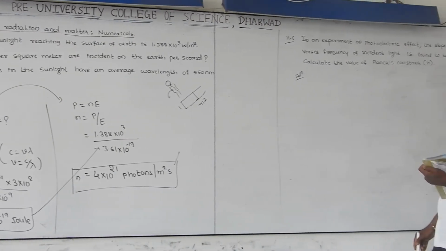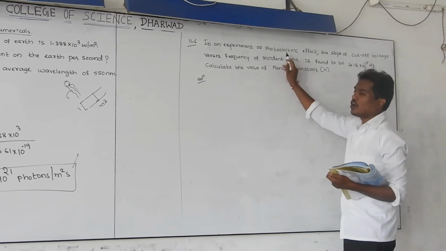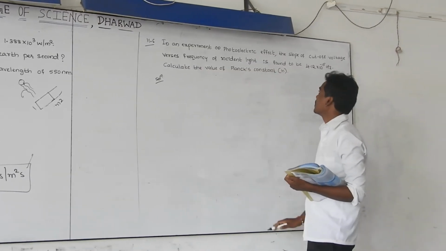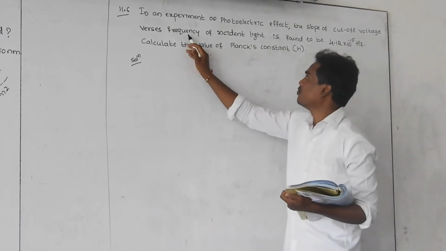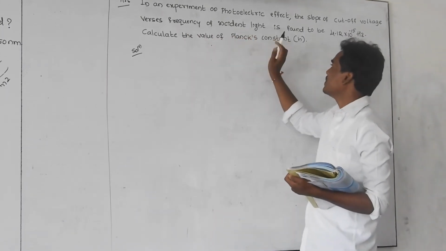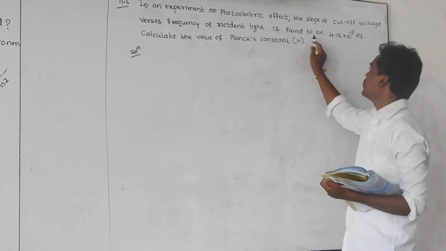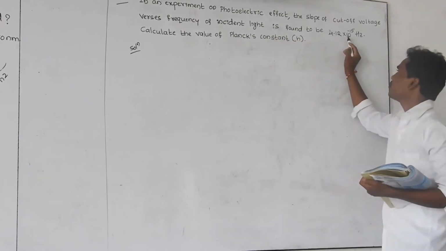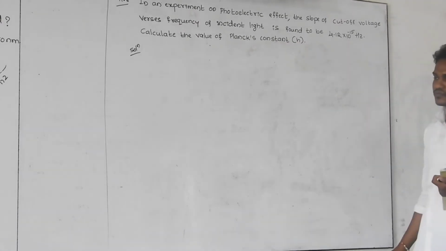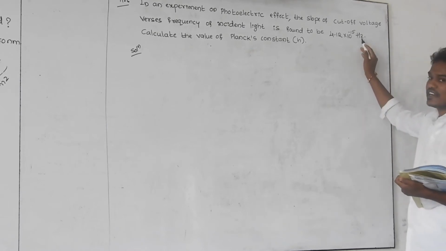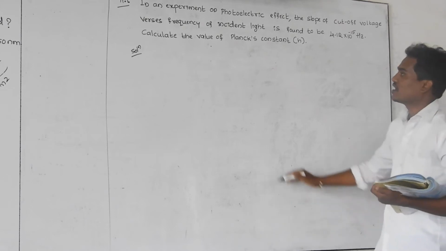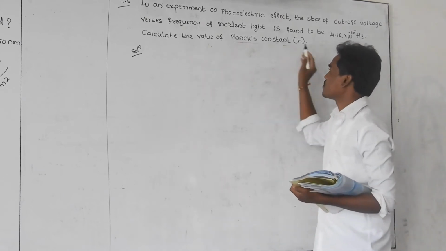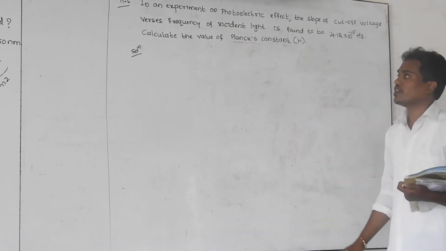Next, exercise number 11.6, the sixth question. In an experiment on the photoelectric effect, the slope of the cutoff voltage versus frequency of incident radiation is found to be 4.12 × 10^-15, with unit volt second. Calculate the value of Planck's constant. It means you have to find the h value.